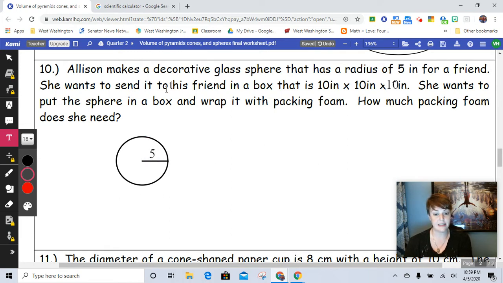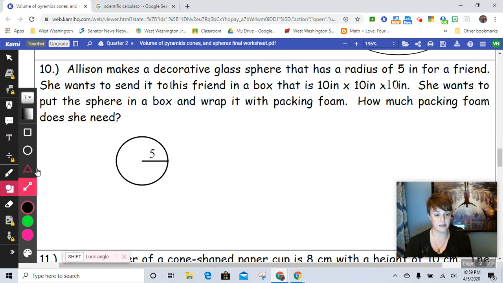Then she wants to send it to this friend in a box that is 10 inches by 10 inches by 10 inches. And that's going to be a perfect fit for this because this is the radius. That goes halfway into the sphere, and it goes right to the center. So this thing is probably going to be about as big as a basketball because all the way across it's 10 inches, all the way up and down it's 10 inches.